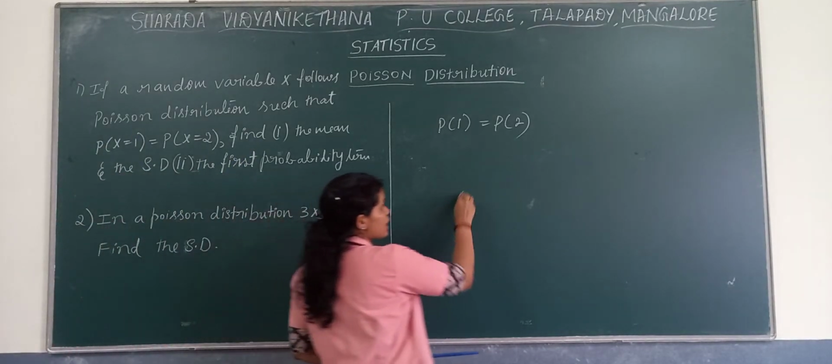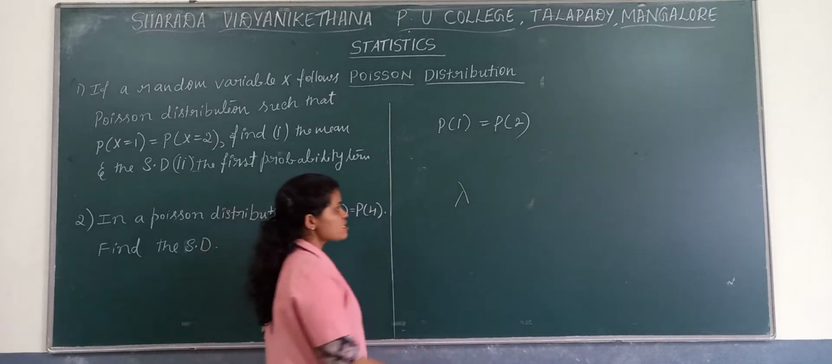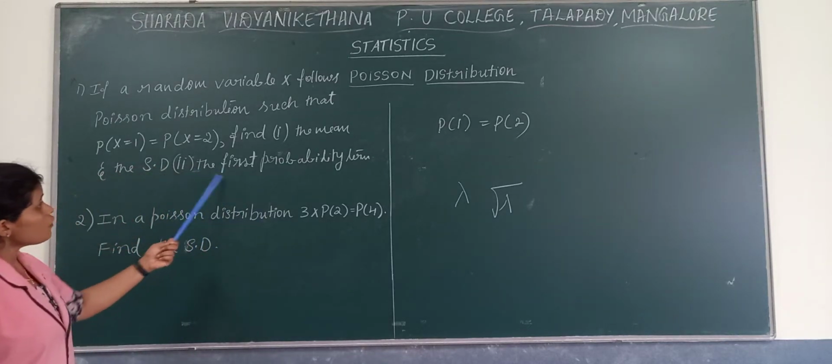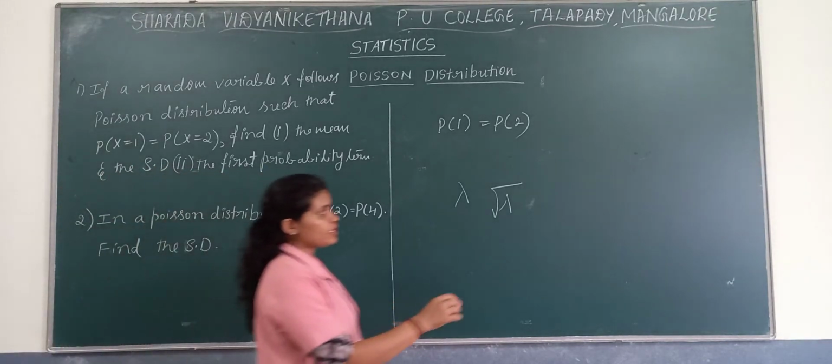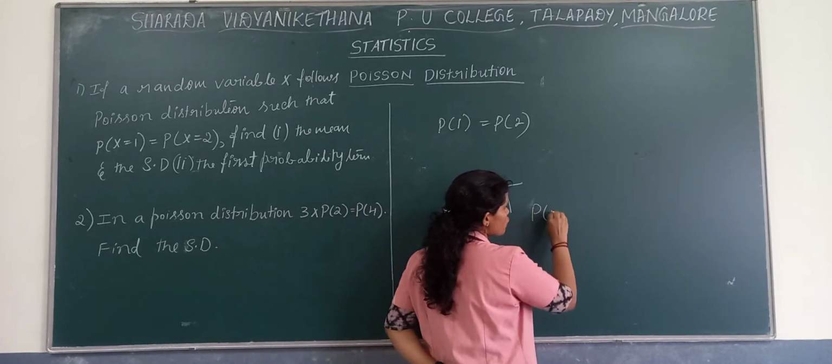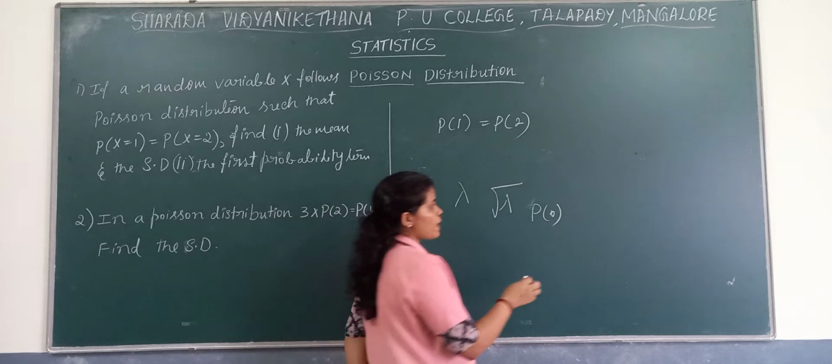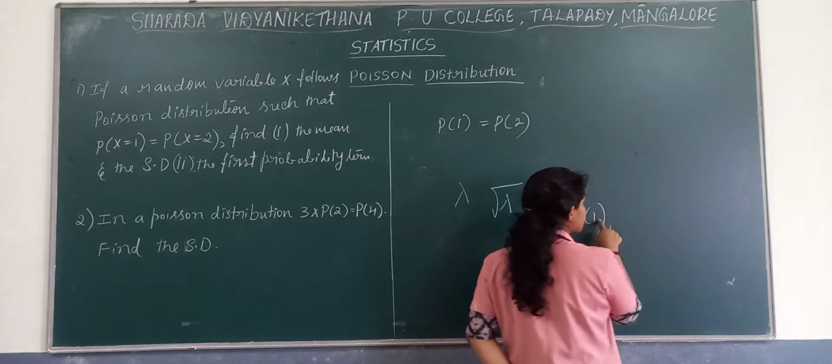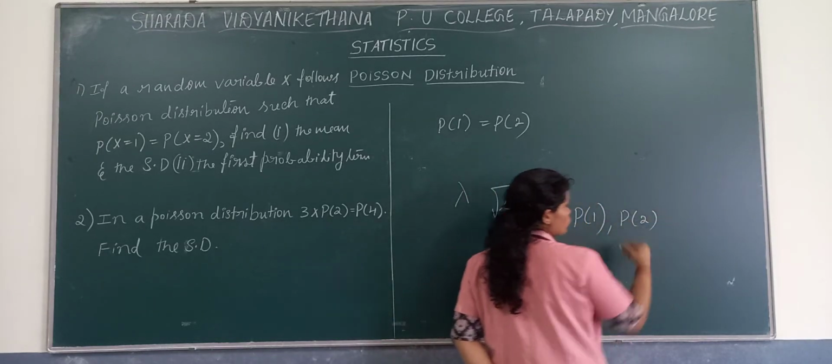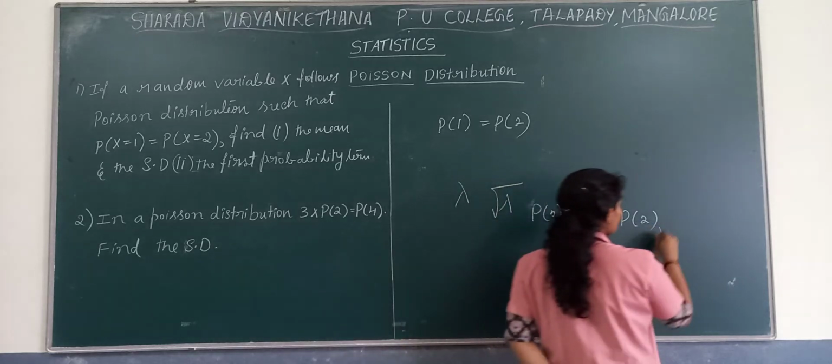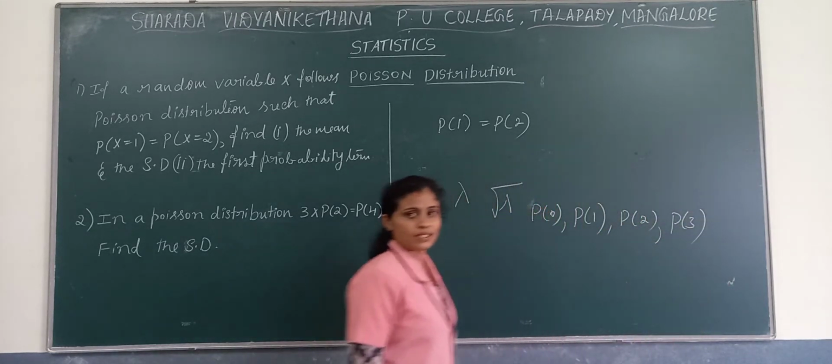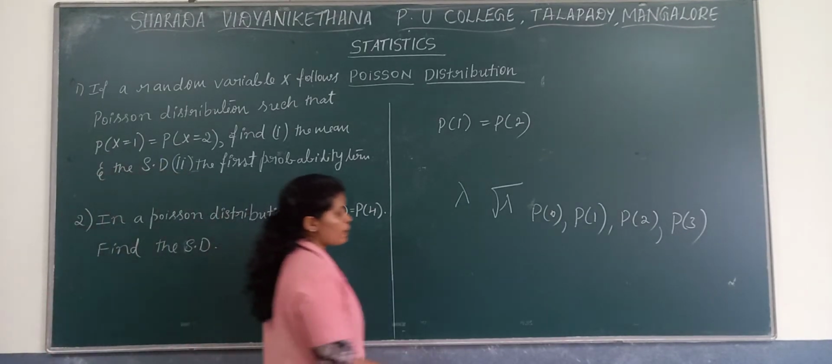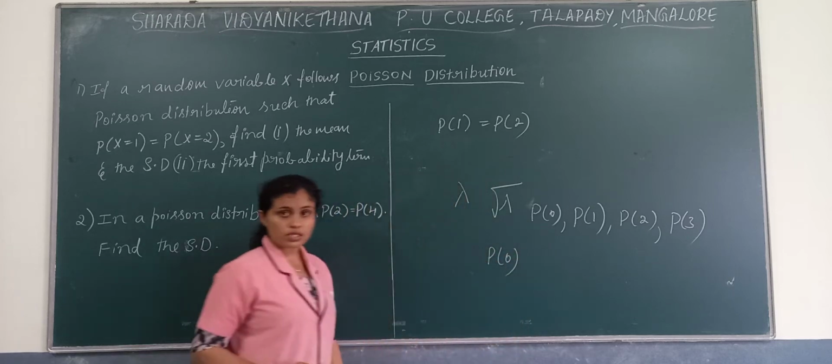We know that mean is nothing but lambda, and standard deviation is root of lambda. Then what is the first probability term? The first probability term is P of 0, the second probability term is P of 1, the third is P of 2, the fourth is P of 3. These are the probability terms. In the second question, we need to find the first probability term, that is P of 0.